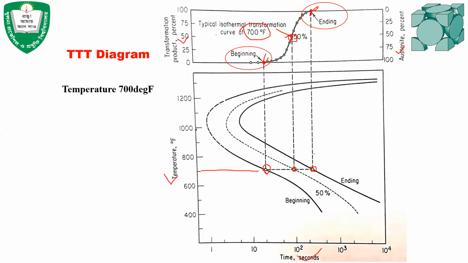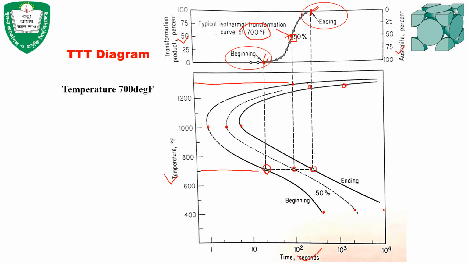Then similarly at 1000 degree Fahrenheit, you will get 3 points, 1 point here, 1 point here, and 1 point here. And let's say at 400 degree Fahrenheit temperature, you get 1 here, 1 here, and another 1 here. Okay. And also at 1300 degree Fahrenheit temperature, you get 1 point here, another point here, and another point here.